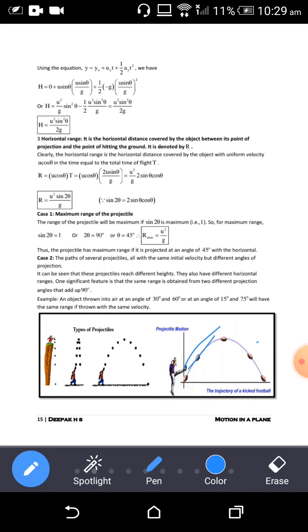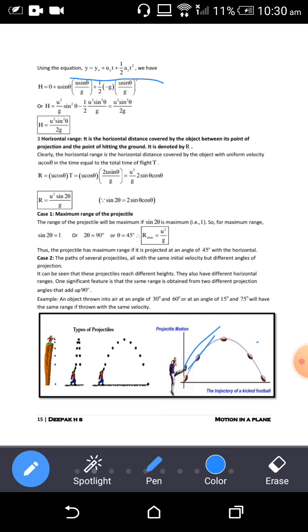So hence, as you know, from the equation s is equal to ut plus half at square, you can write this as y is equal to y naught plus u subscript y t plus half a subscript y t square. So you know that y maximum is nothing but the maximum displacement, right? Or the maximum height reached. So hence we are going to replace y by h, and y naught is nothing but what?